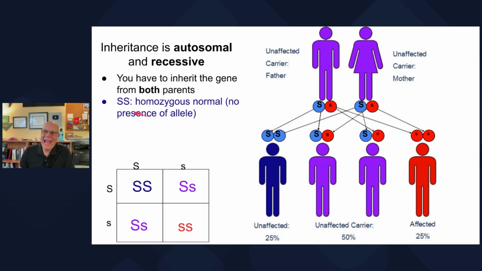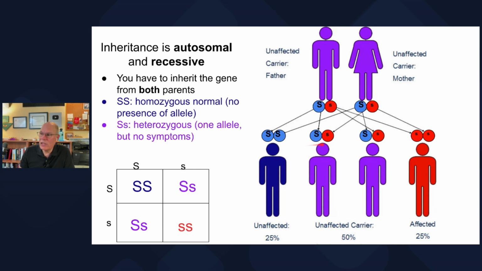You can be big S, big S. That means you'd have two normal alleles. An allele is a gene variant, and that means that you don't have the defective allele at all. So you're what's called homozygous normal. Both your chromosomes that carry this gene don't have the defective gene on them.